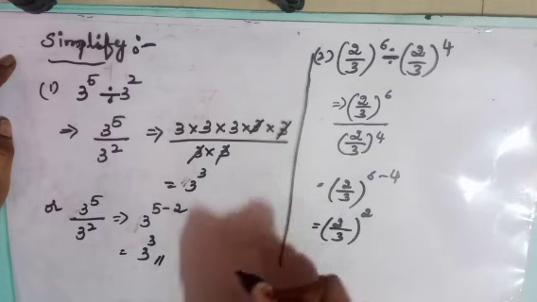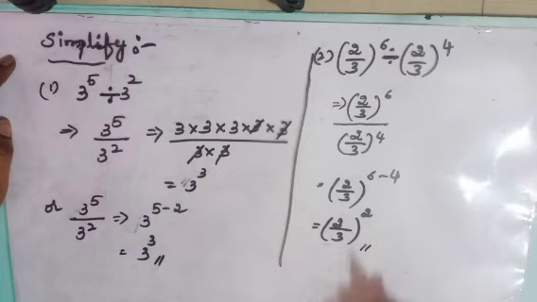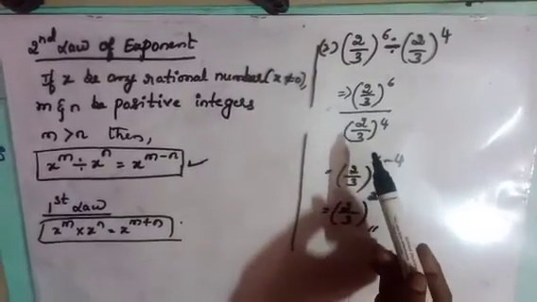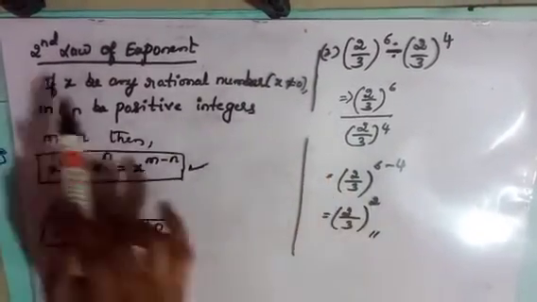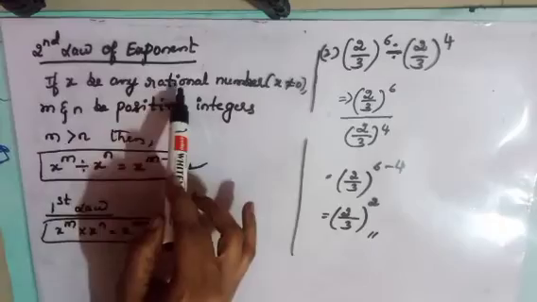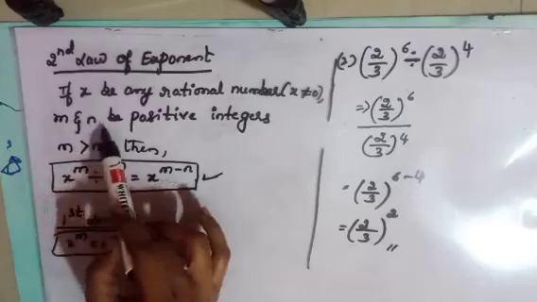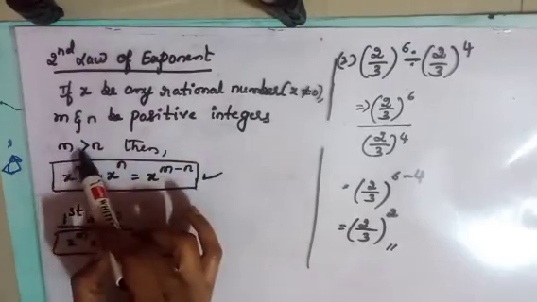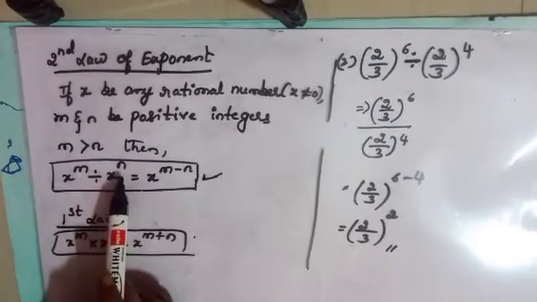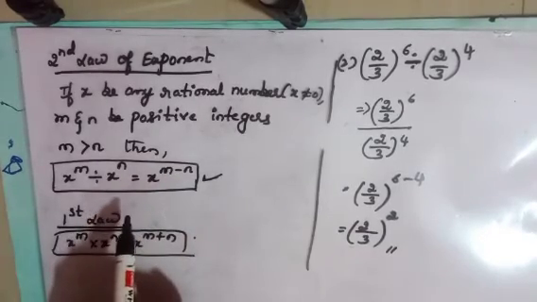So from the above examples, what we understood is the second law of exponent. From the above two examples, it is concluded that the second law of exponent: if x is any rational number, that is x is not equal to 0, and m and n are positive integers with m greater than n, then x to the power of m divided by x to the power of n equals x to the power of m minus n. So this is about the second law of exponent.